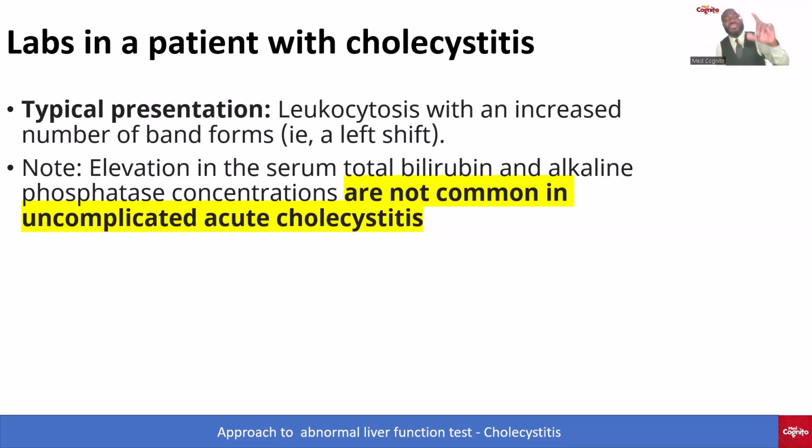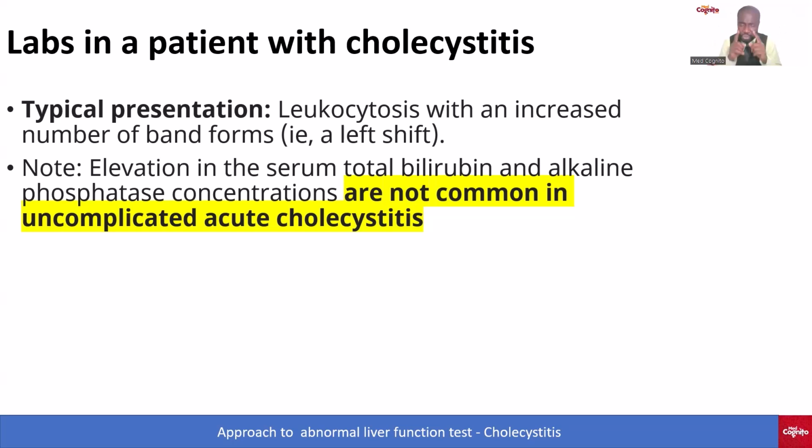And then elevation in serum total bilirubin and ALP are not common. Doctors, let me say it again. They are not common. I'll say it again. A patient with simple acute cholecystitis does not usually have elevated ALP and total bilirubin.